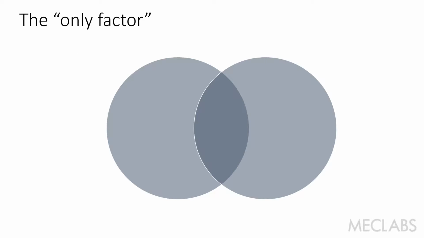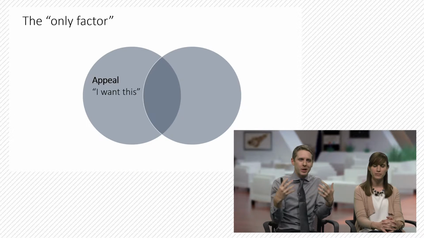This visual is probably just the easiest way to understand this principle. You've got appeal on one side. You're trying to find that thing, or find the aspect of your offer, that makes the customer say, I want this. I actually want it. It's relevant to me. It's important to me. It's something I need urgently right now.